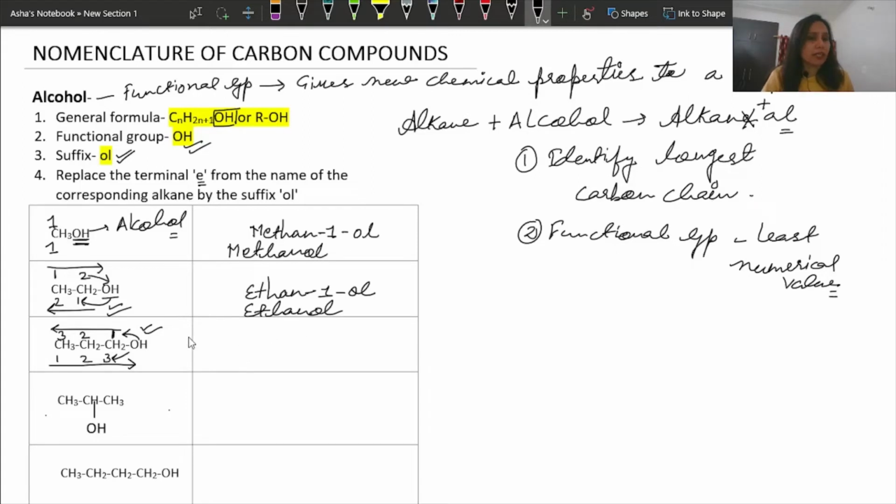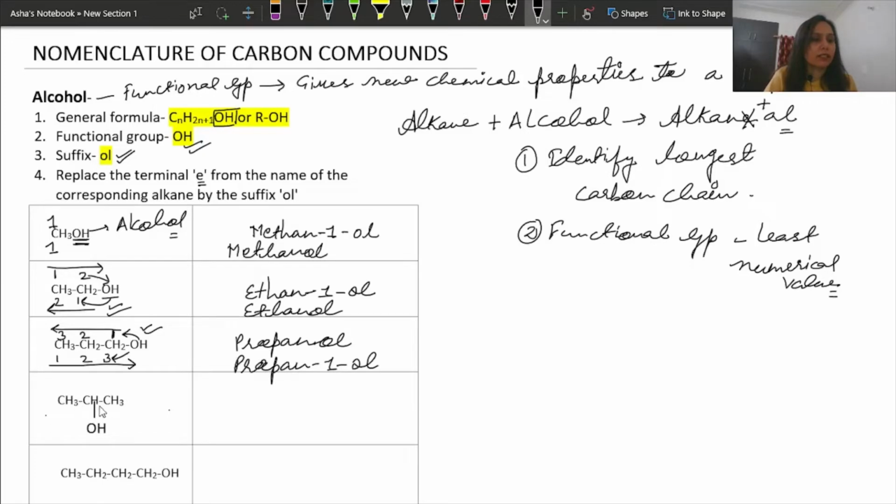So it is having 3 carbon. The root word for 3 carbon is prop. It is an alkane, so we are writing pan, but we will not write E. Instead of E we will be writing OL, the suffix of alcohol. Again it can be written as propan-1-ol. That is also correct.